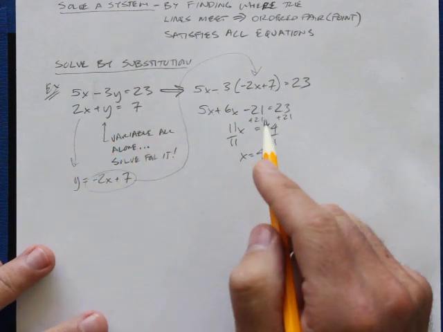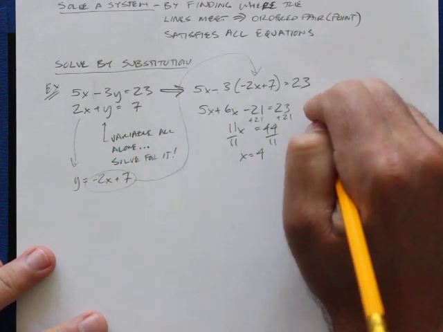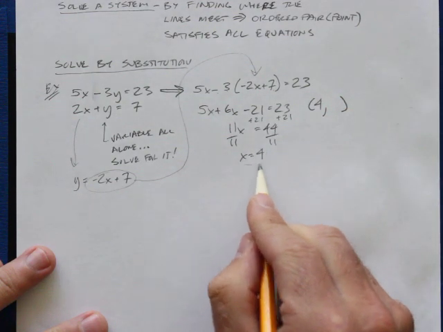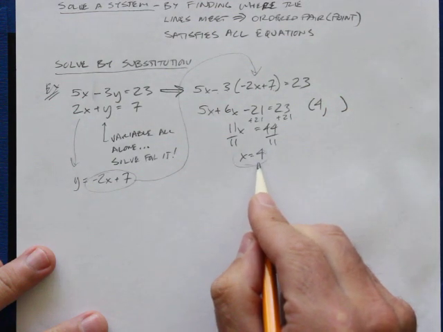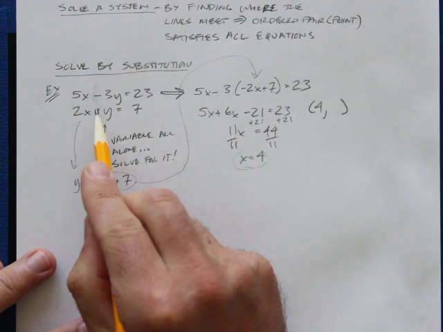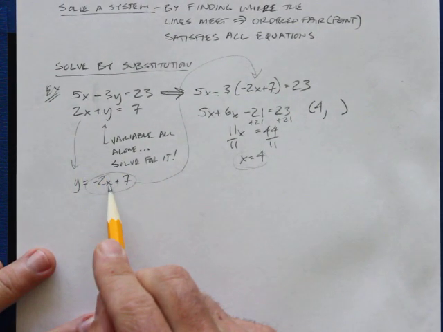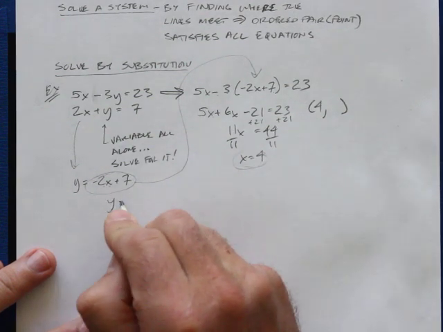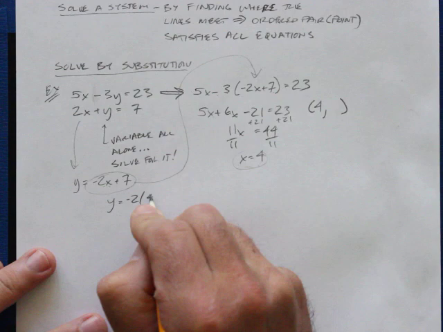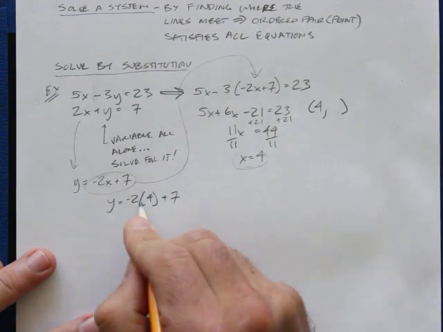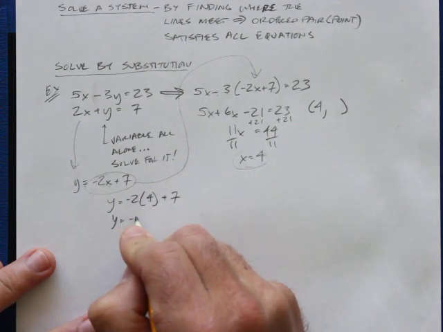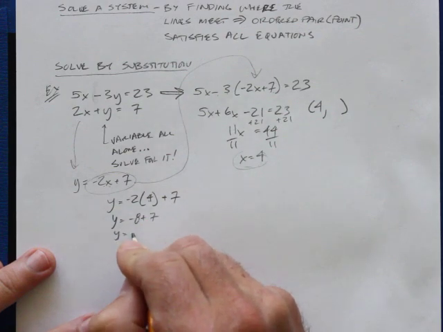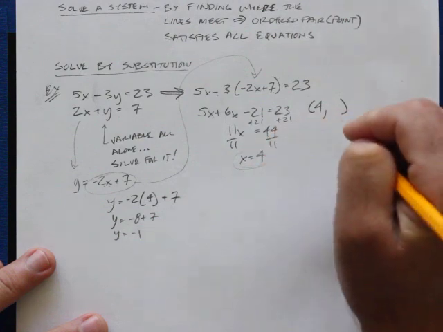So for this one here, I know that 4 is going to be my x value. Now I need to know what my y value is. Now all I need to do is take this x equals 4 and plug it into one of these equations, or I could plug it into this one. So I'm going to plug it into this one. y equals negative 2 times 4 plus 7. I've got negative 8 here. y equals negative 8 plus 7. So that gives me y equals negative 1. Negative 8 and 7 is negative 1.